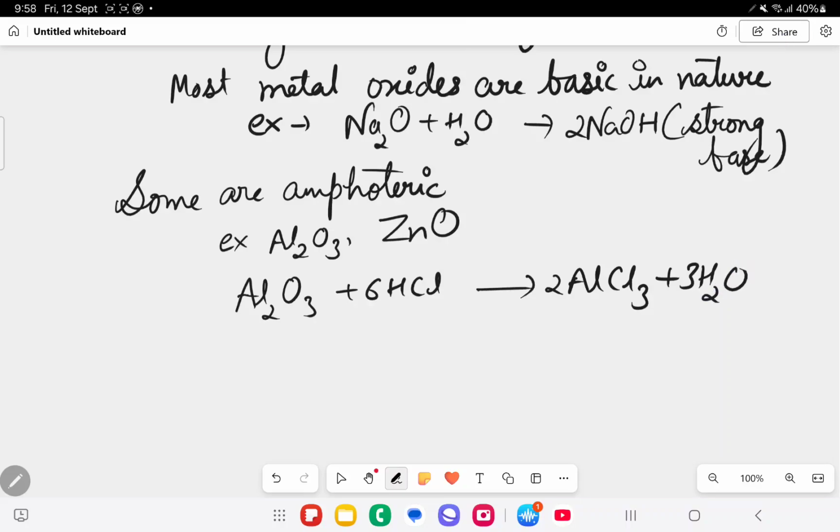So what are amphoteric oxides? An amphoteric oxide is an oxide that can react with both acids and bases to form salt and water, and we can say they show dual nature, sometimes acidic and sometimes basic. So amphoteric oxides are always asked.